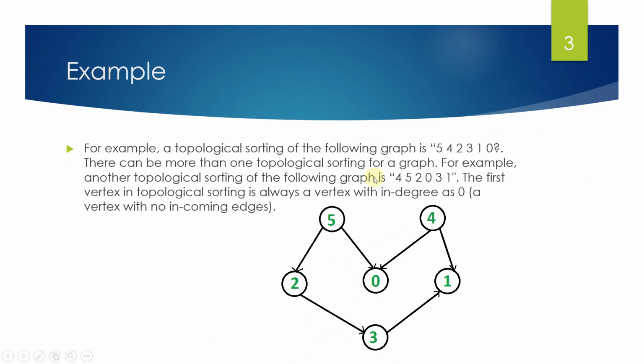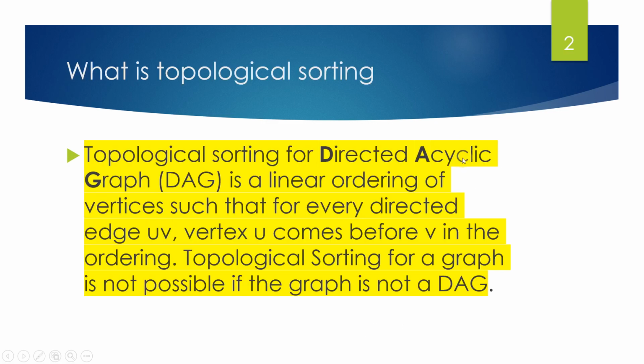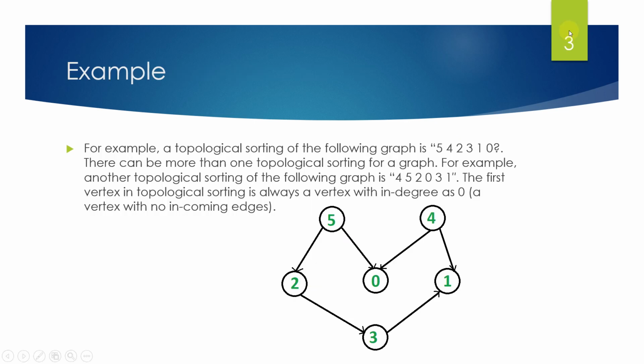Suppose this is our given graph and this is the topological ordering that has already been given. So first we're going to check if that ordering is right or not. What was our definition? For every ordered pair u, v, u should always come before v in the ordering. So let's check. Here the first vertex is 5, so 5 should come before 2 and 0. Is it coming before 2 and 0? Yeah, it is coming before 2 and 0.